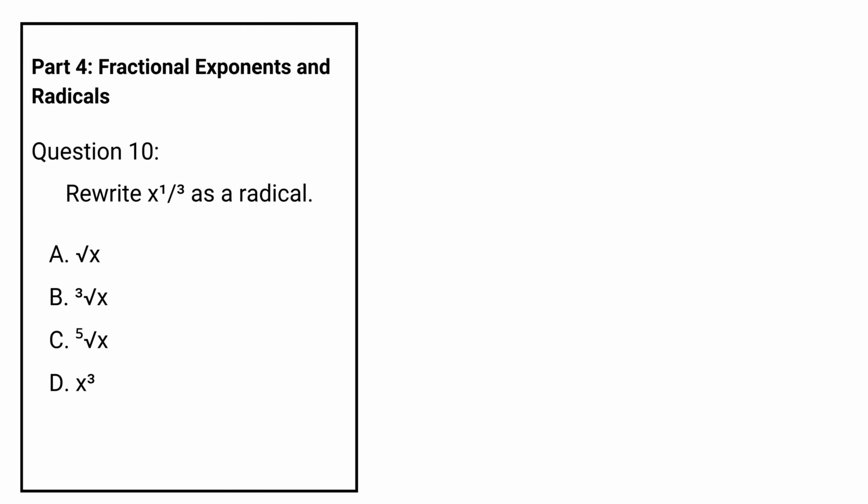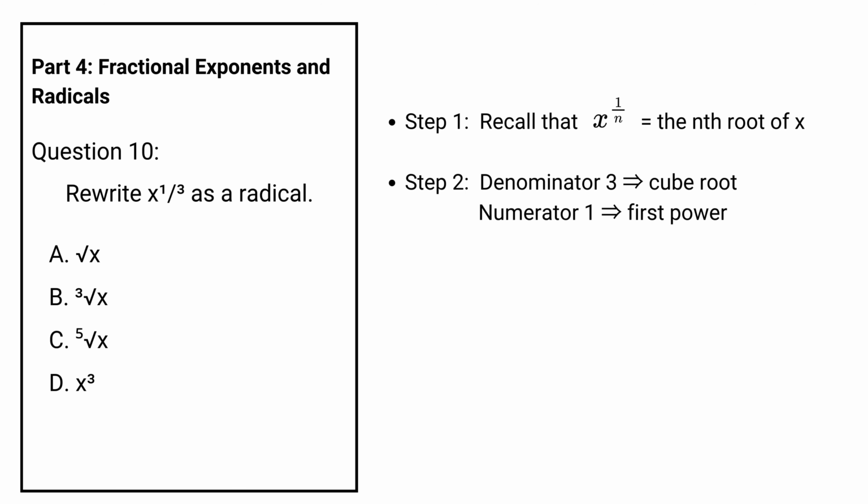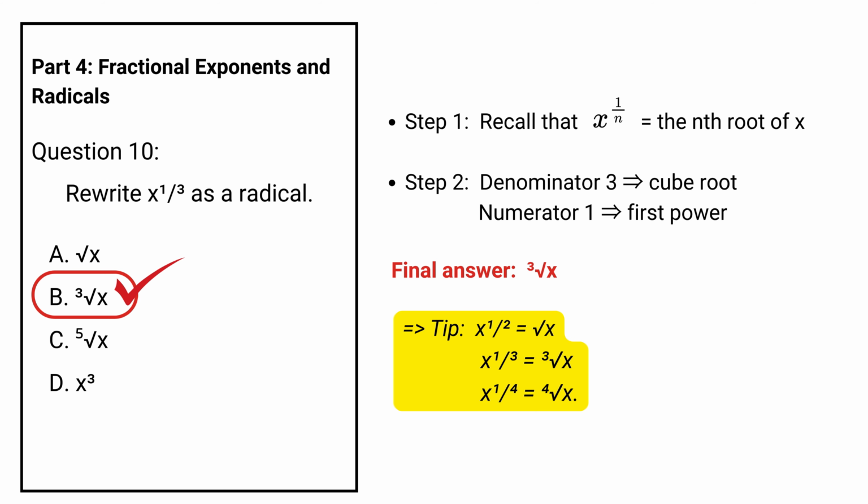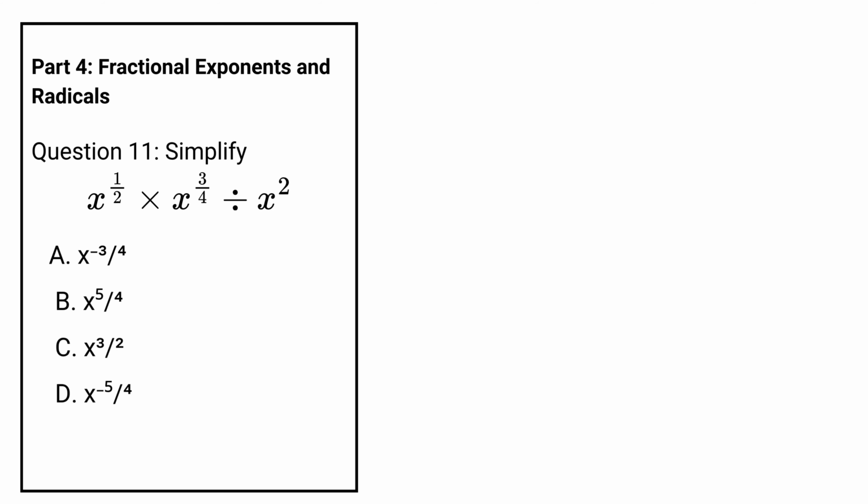Now let's explore fractional exponents. Rewrite x to the 1/3 power as a radical. Remember the rule. The denominator tells us the root. So 1/3 means the cube root of x. The answer is the cube root of x. If the exponent were 1/2, that would be the square root of x. Simple pattern, right? Ready for something trickier?